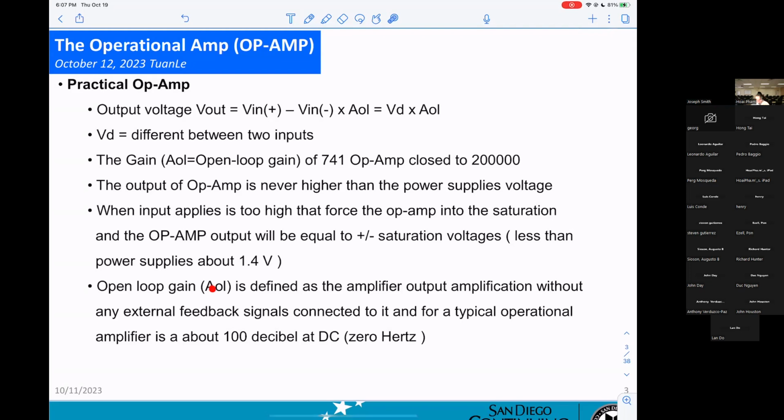Open loop gain AOL is defined as the amplification of the output without any external feedback signal connected to it, and for a typical operational amplifier it is about 100 decibels at DC, meaning 0 hertz. That is given in the specification of the op amp. When they build that op amp, they already give you that information.